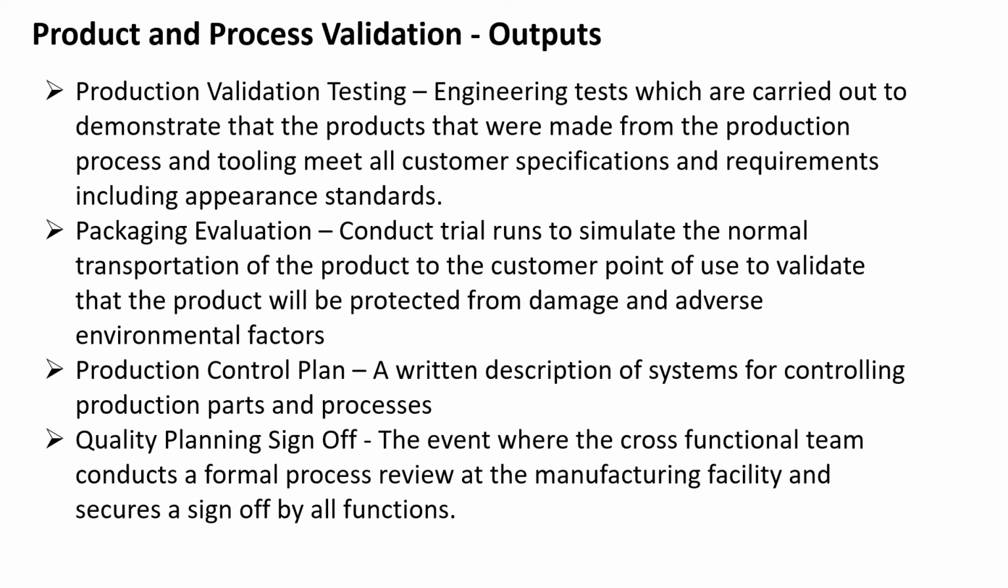This is the third phase of the control plan, that is a written description of systems for controlling production parts and processes. Quality planning sign off. So by here, we have completed all the quality planning activities. So the event where the cross-functional team conducts a formal process review at the manufacturing facility and secures a sign off by all functions.